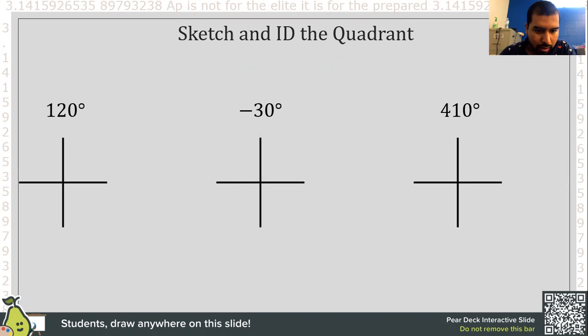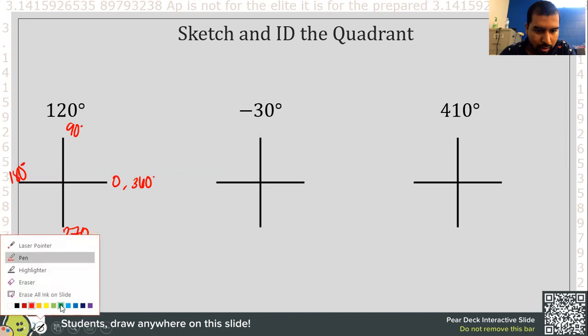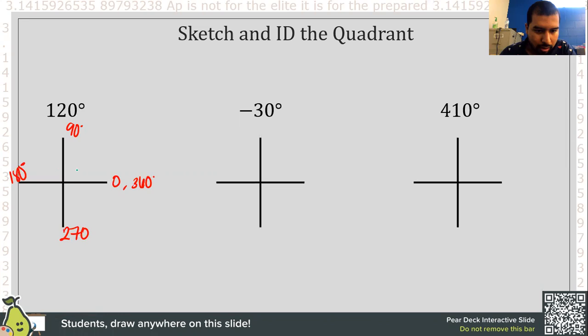Okay, so 120 degrees. If we remember our numbers right here, this is 0 degrees, this is 90 degrees, this is 180 degrees, and this is 270. If we do a full circle, that is 360 degrees. So hopefully you're able to see that our 120 degrees will be in quadrant 2, right? Because it's bigger than 90 and less than 180. So this right here should be our angle that we are working with. From here to here is 120 degrees.